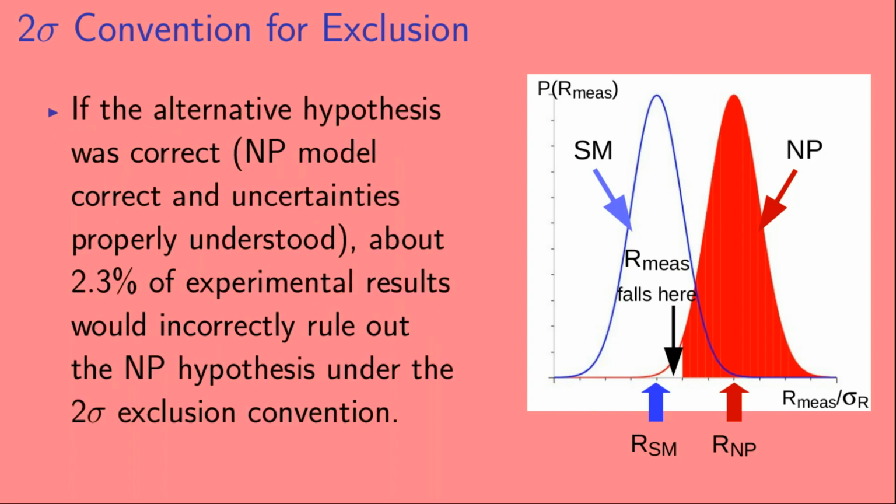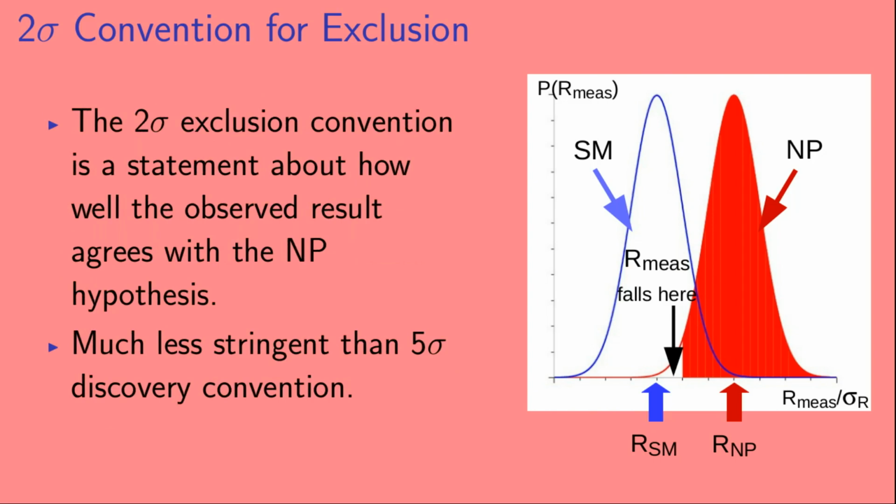If the alternative hypothesis was correct, so the new physics model is the correct model of nature, and again we understand our uncertainties, about 2.3% of experimental results would incorrectly rule out the new physics hypothesis under the 2 sigma exclusion convention. So the 2 sigma exclusion convention is a statement about how well the observed result agrees with the new physics hypothesis. But this is much less stringent than the 5 sigma discovery convention.